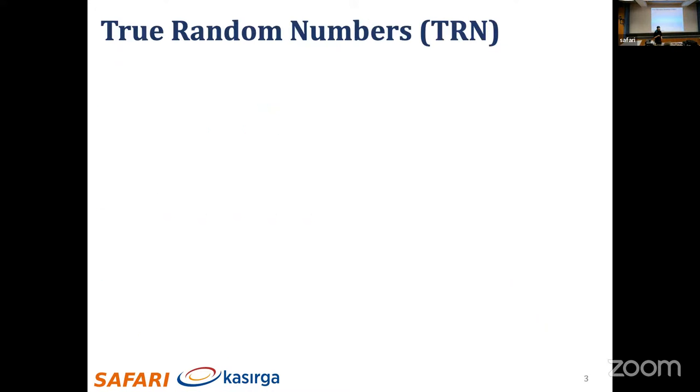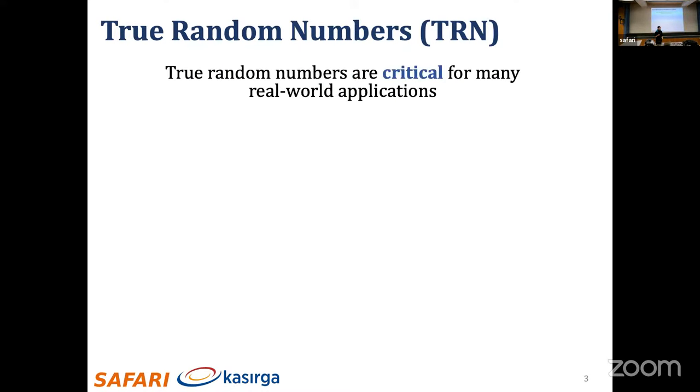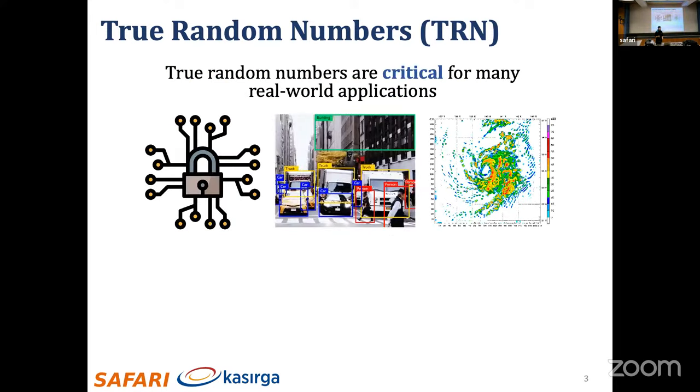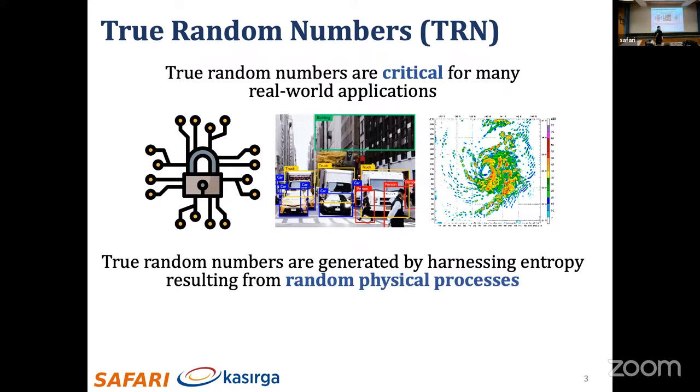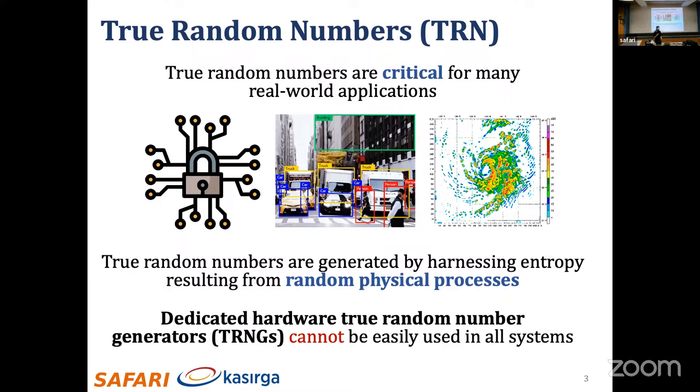Okay, so let me motivate our work first. True random numbers are critical for many applications, including security applications, randomized algorithms, and scientific simulations. And they can only be generated by sampling random physical processes. Systems usually use dedicated hardware random number generators to provide random numbers to these applications. However, we cannot use these dedicated hardware TRNGs in all systems, for example, embedded systems and processing-in-memory architectures.